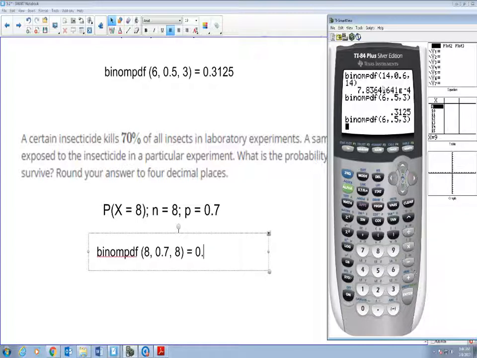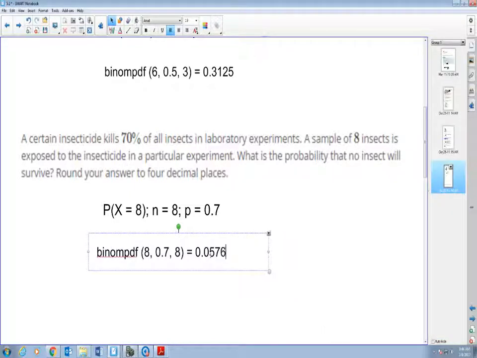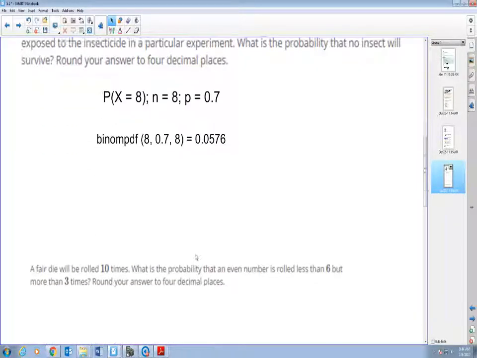Second entry, because I had a binomial PDF earlier. 8, 0.7, and 8. The chance all insects will die is 0.0576. That's almost an unusual event because this is slightly higher than 5%. So that's the chance all insects in the sample will die.